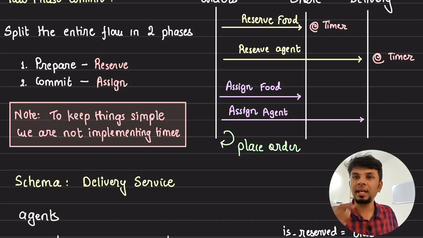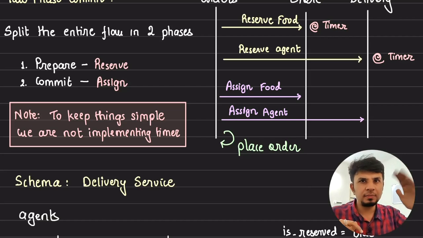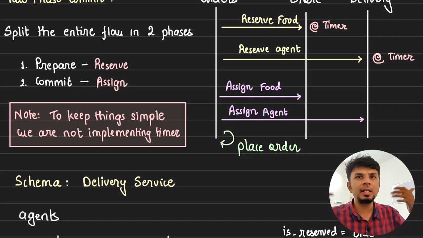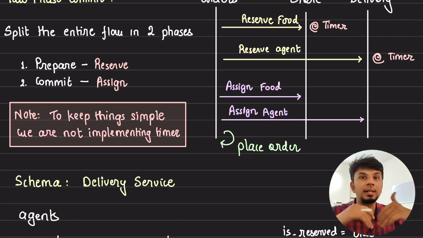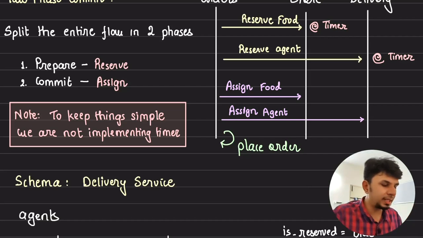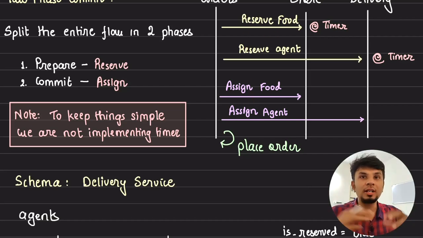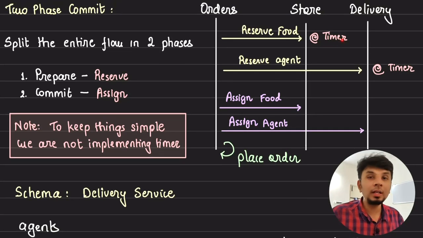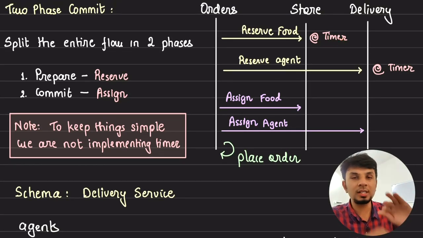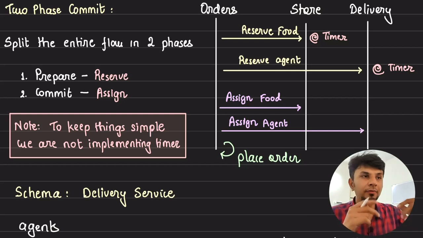And you'll say, hey, but if I reserved something but the assignment failed due to some reason? So basically the reservation happened, but assignment failed. Obviously you're not reserving something for eternity. The reservation will come with a timer, and this timer is long enough.